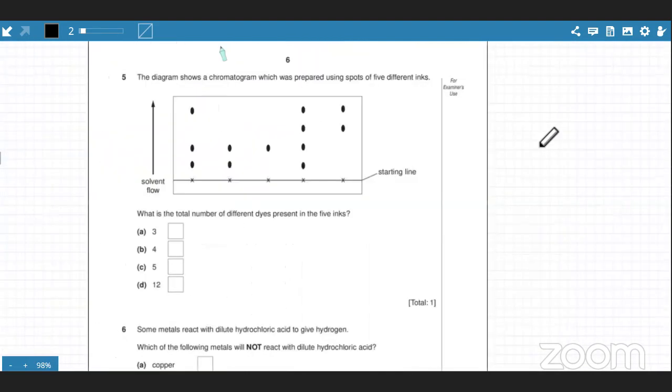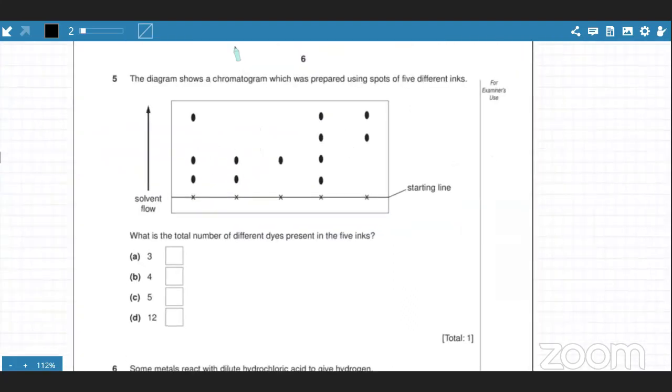Now let's move to the next part of the question, which is: the diagram shows a chromatogram which was prepared using spots of 5 different inks. So there's a chromatogram happening. The ink spots are probably over here. They've been placed over here, and this side has been dipped into the solvent. And the solvent has started flowing upwards.